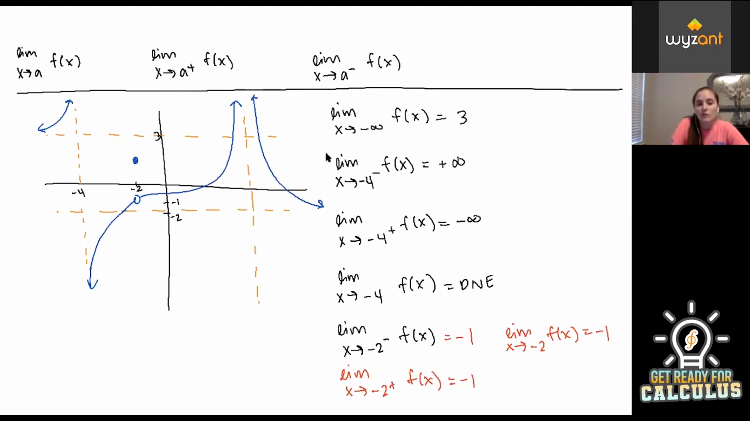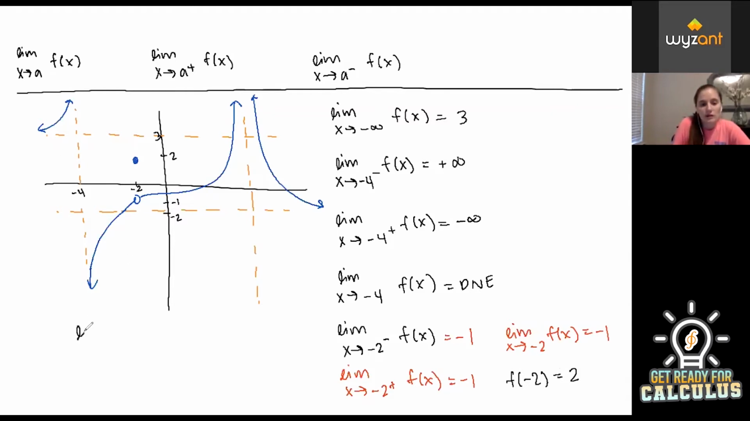Now, if I had said f of -2, f of -2 is going to be the y value where it's actually filled in. So that's going to be +2. This would not be considered continuous because the limit doesn't equal the function at that point, but we'll talk about that later.